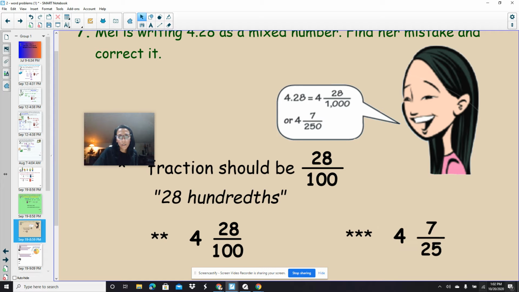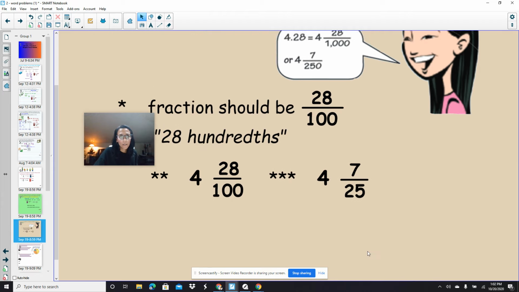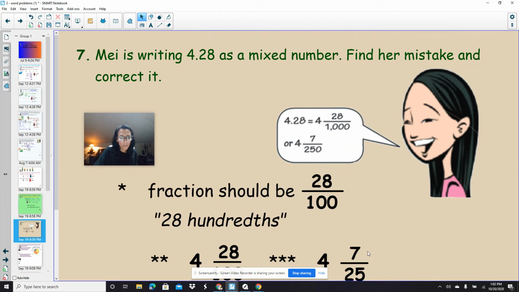Okay, now let's continue and reduce that. 28 over 100 reduces to 7 over 25. So that's our mixed number, 4 and 7 over 25.